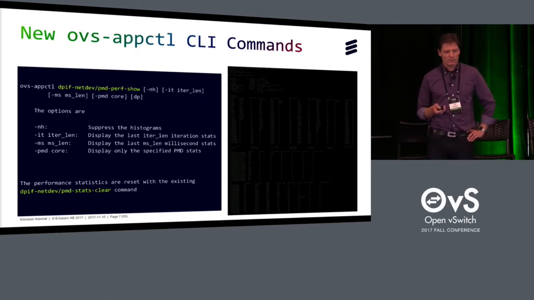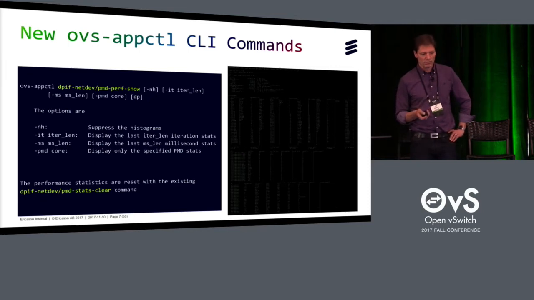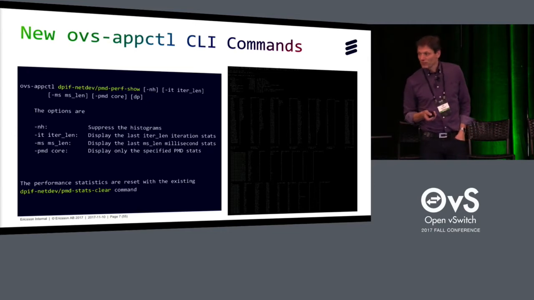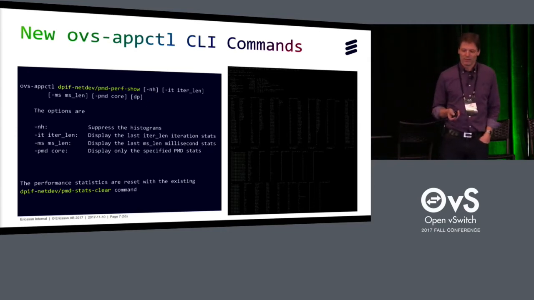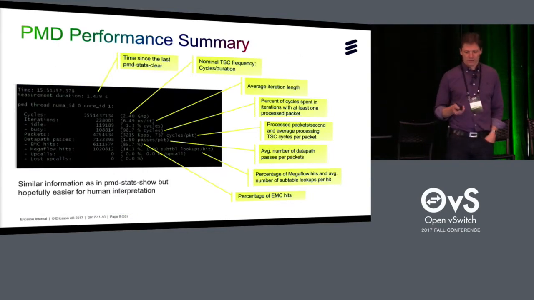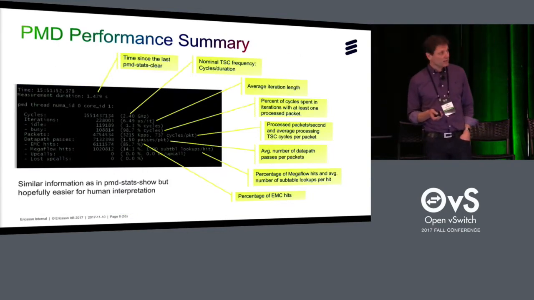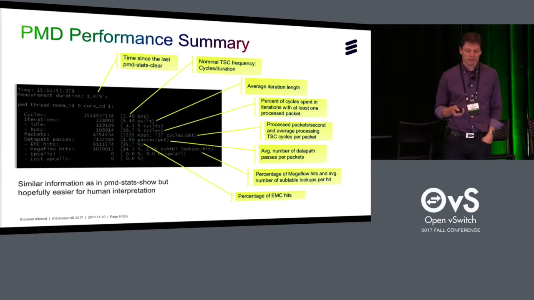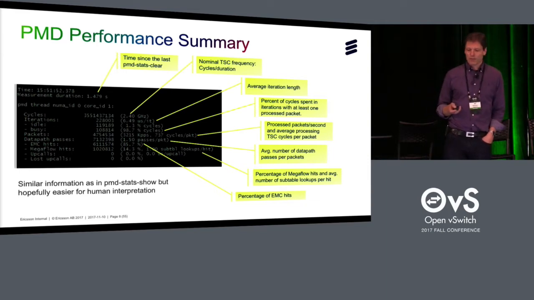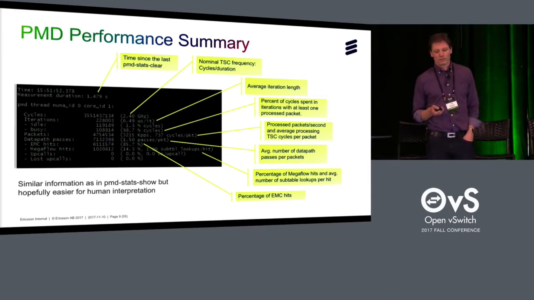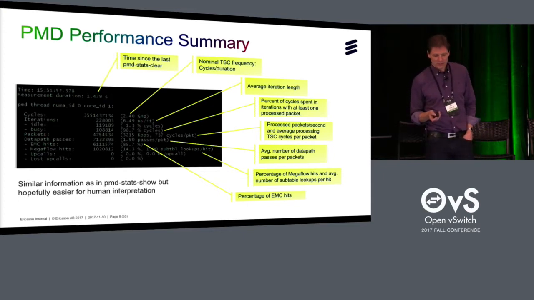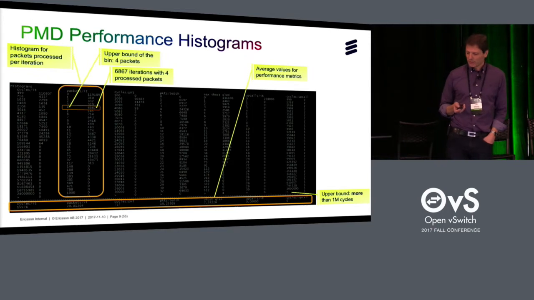So there's a new command, dpif-netdev/pmd-perf-show, with a couple of options. And when you run it, you can get a large printout, much larger than the one that is shown here. I'll show you the different segments of that in the next slides. It starts with the PMD Performance Summary. The data in it is very similar to what you get with the existing pmd-stats-show. It contains a few additional things, and it's hopefully much easier for human readers to comprehend and to interpret. I'm not going to go into that in more detail.